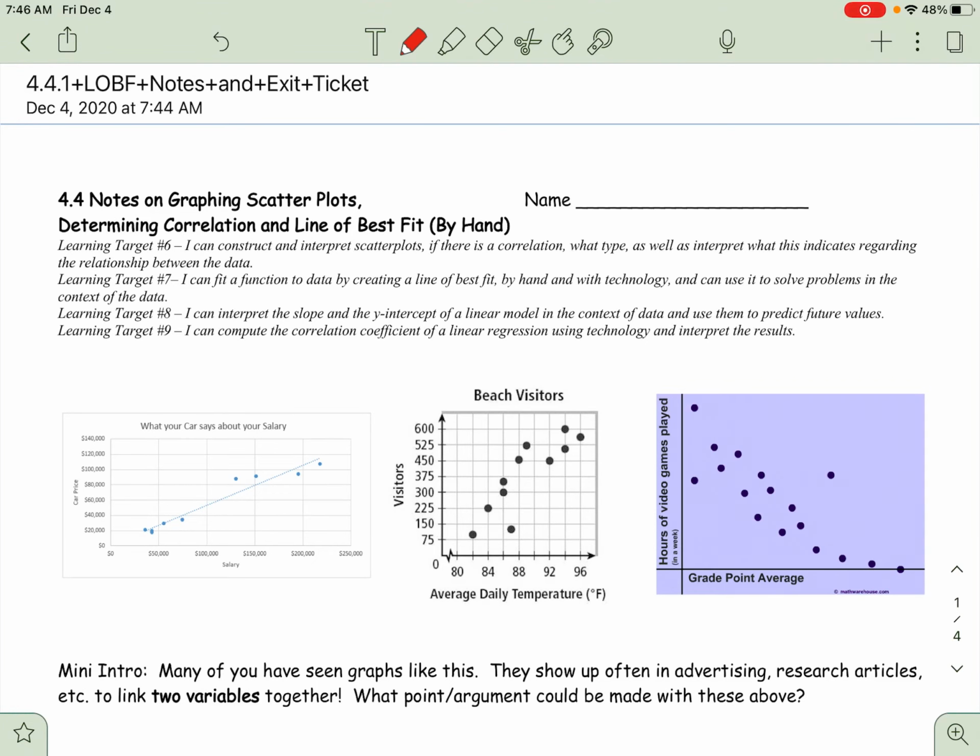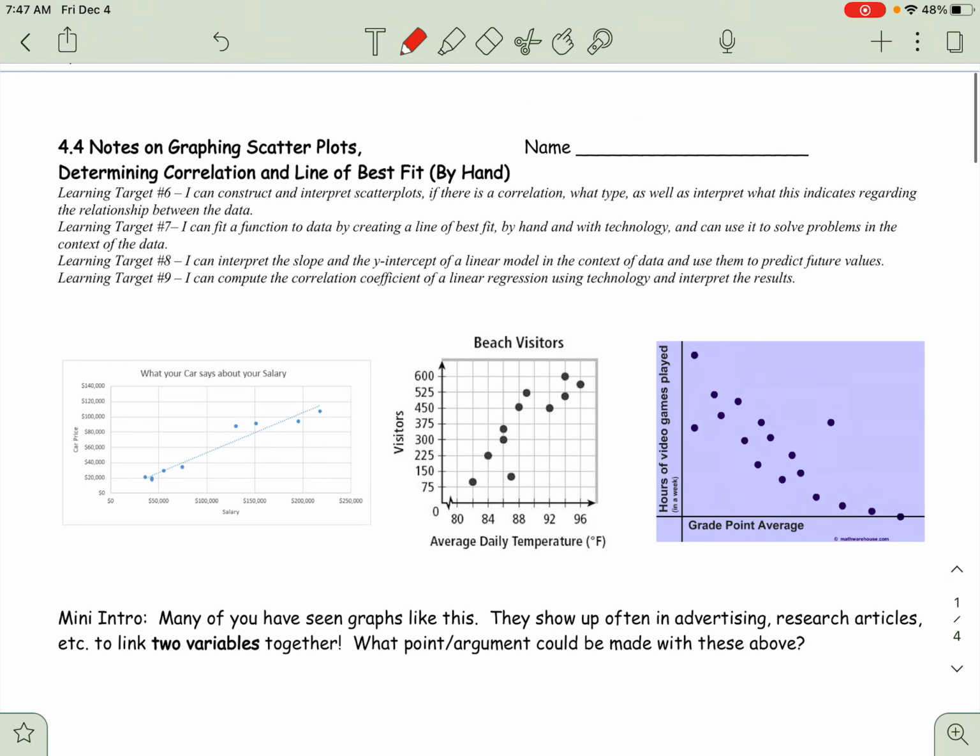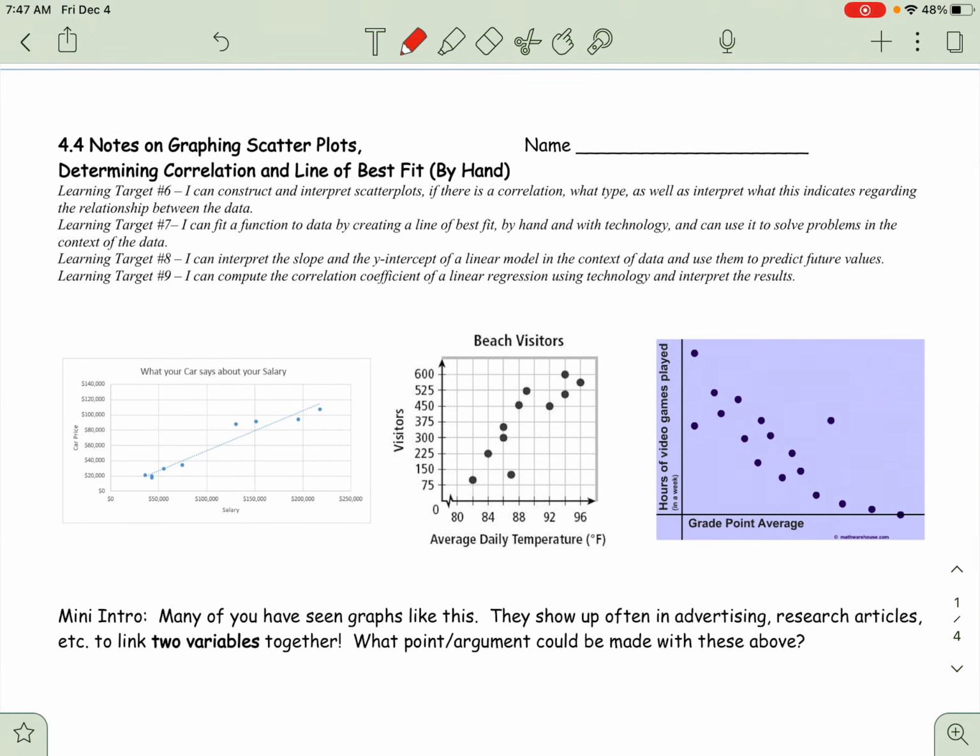Today we have a decent amount to get through, but we're going to talk about scatter plots, determining correlation, of course, line of best fit. So, before we get into today's content, I just want to do a mini intro here at the top. It says many of you have seen graphs like this, and they often show up in advertising, research articles, etc., to link two variables together.